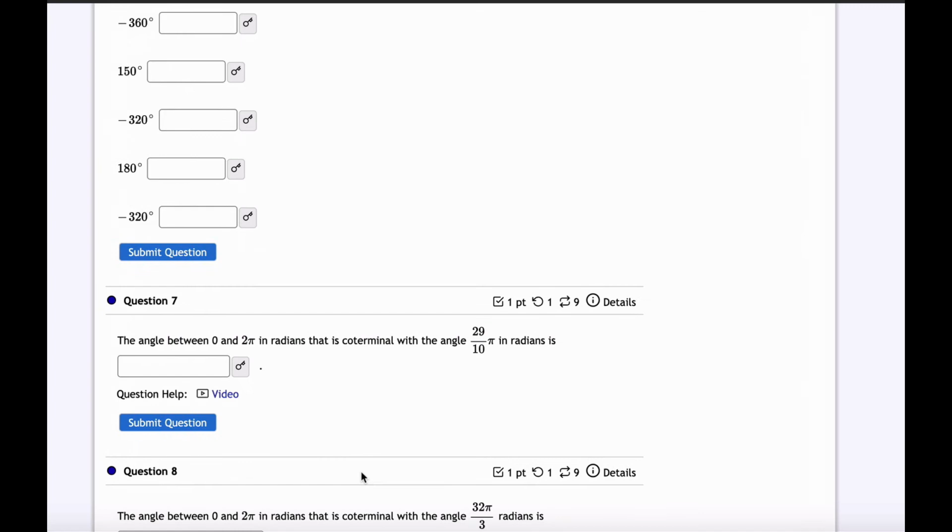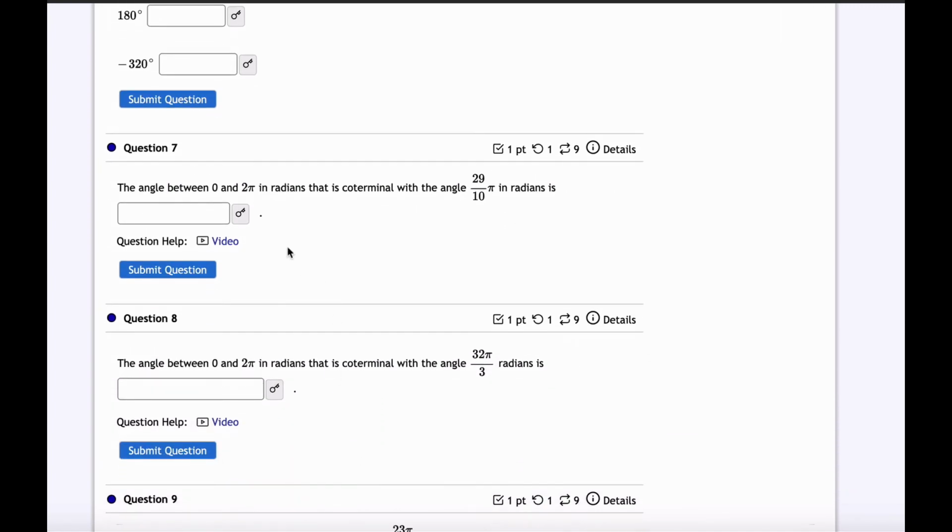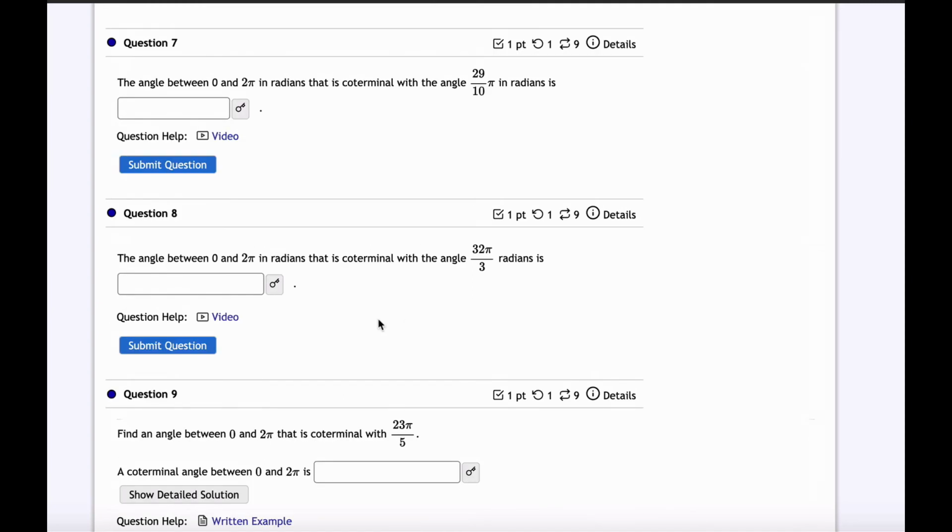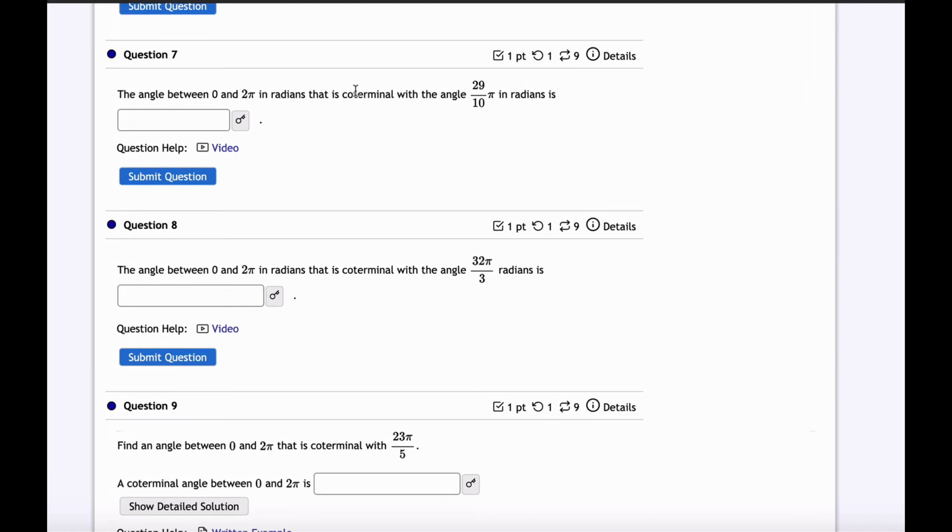And then the last 6, 7 through 12, we're not converting from degrees to radians. We're staying in whatever unit they gave us. So in 7, 8, and 9, we're staying in radians. But what we're supposed to do is we're supposed to find a coterminal angle. So this is the third of the videos that I made.